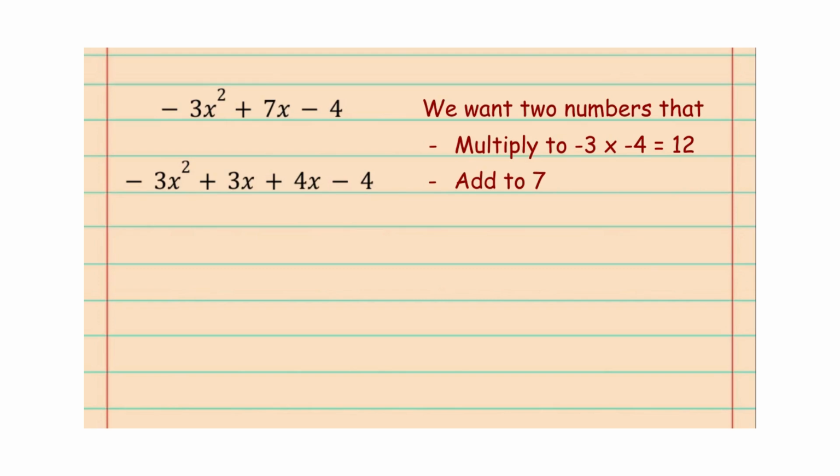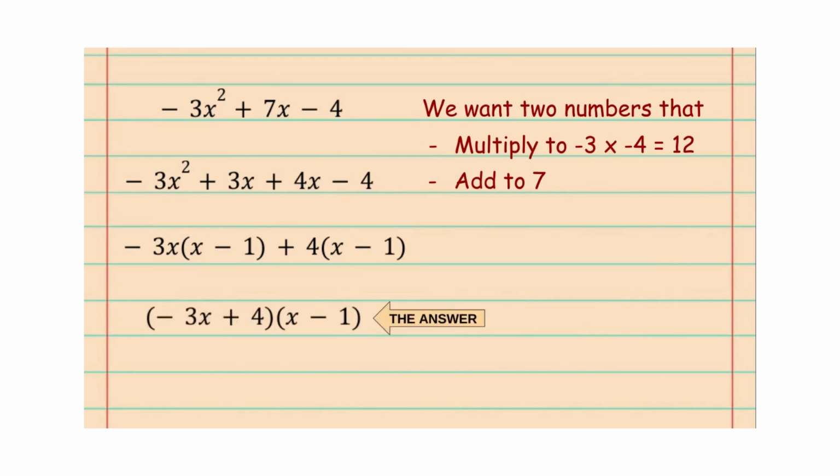Now I think about how I would factor by grouping. I have my two groups, the -3x squared and the 3x, and my second group, the 4x minus 4. Factoring the greatest common factor out of both, I see I have a common x minus 1. I'll factor that out too, and that's the answer.